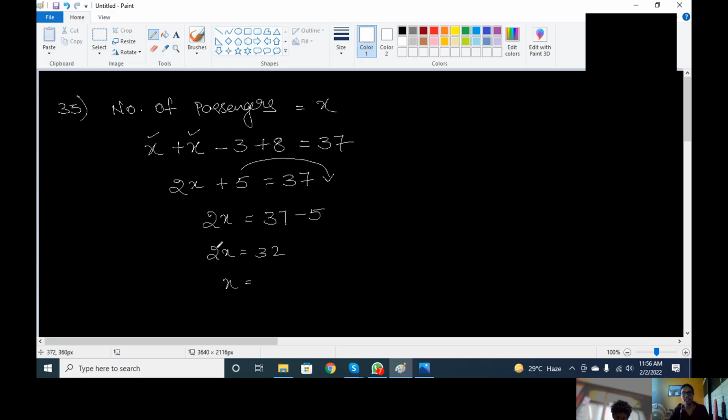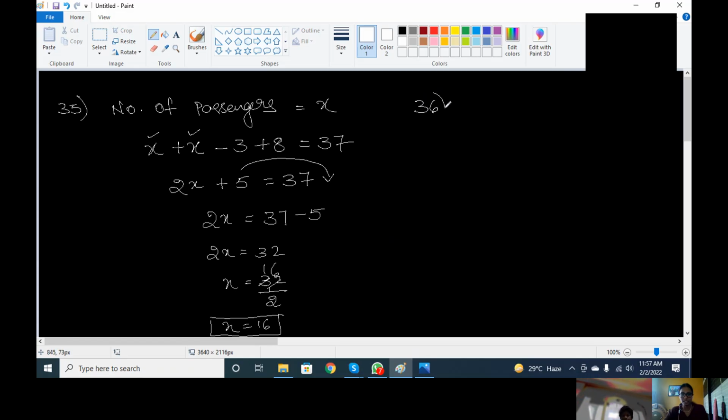X is equal to, here it is multiplication, isolate the x and bring the 2 to this side, it's division. 32 over 2. X is equal to, 2 ones are 2, 1 is the remainder, 12. 2 sixes are 12. Yeah. So x is equal to 16. So the number of passengers at the start of the bus journey is 16 passengers. Is it clear? Yeah. Okay.